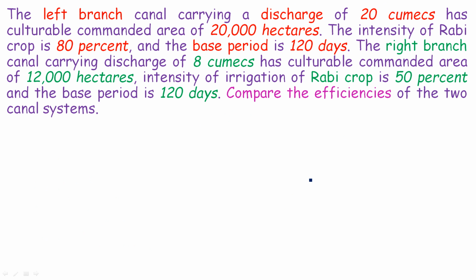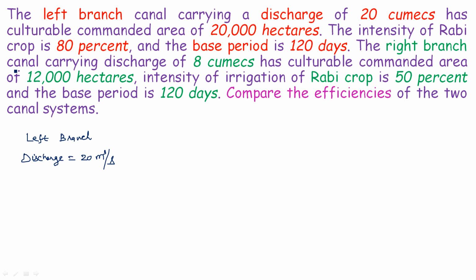Now the next question. Read the question properly. In this question it is asking about the left branch canal. It means there are two branches, left branch and right branch canal. The left branch canal is carrying a discharge of 20 cubic, so the discharge is 20 meter cube per second.